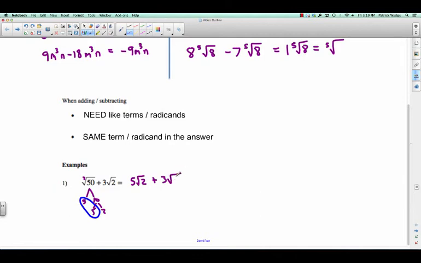Plus 3 root 2. We can't simplify that. And 5 root 2 plus 3 root 2 is 8 root 2. The radical stays the same. Root 2, root 2, root 2.